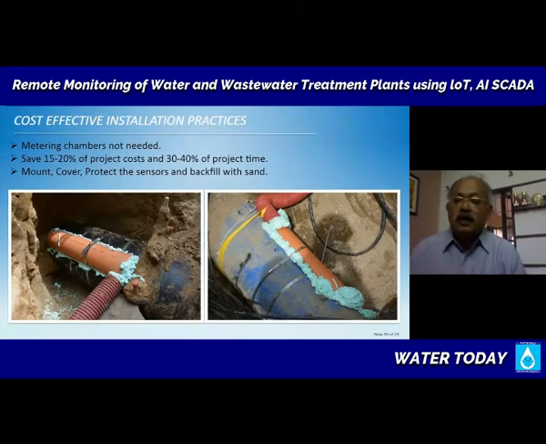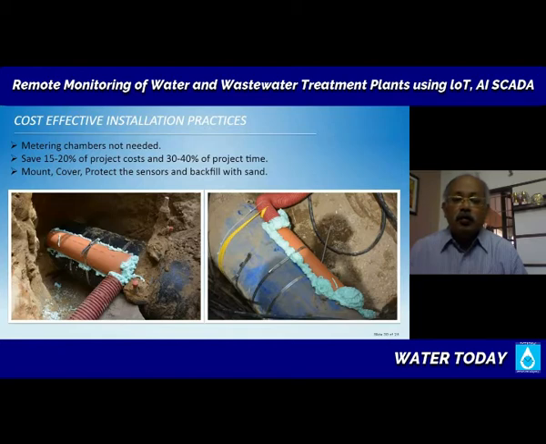This is why the installation method for any instrument becomes very, very important, because a lot of the country's resources can be drained out making metering chambers. Those of you who are familiar with metering chambers would have seen that these chambers are homes for reptiles and for waterlogging in your infrastructure, and that brings about corrosion of valves and things like that.